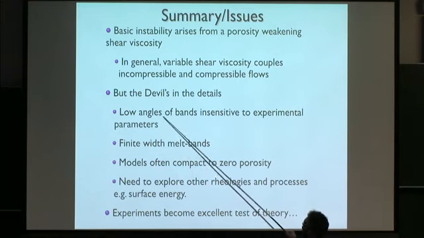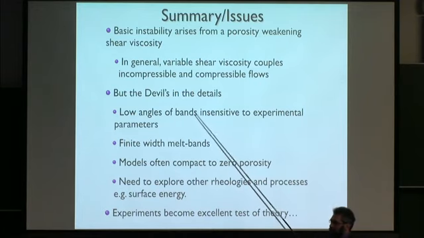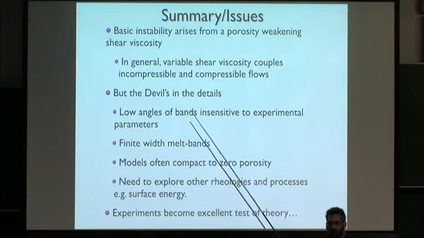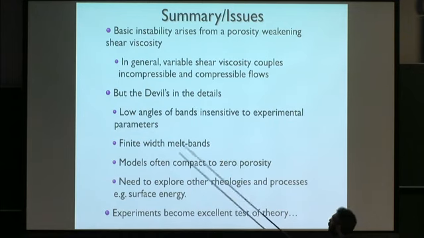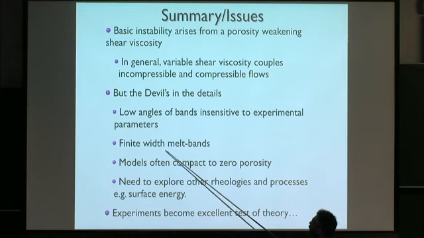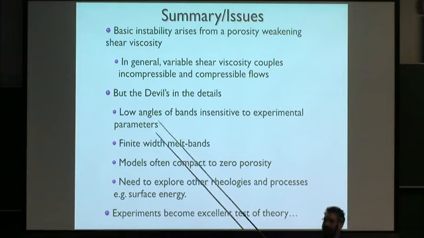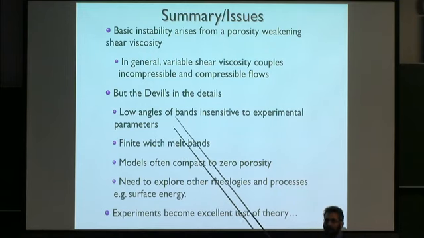In the experiments, this low angle shows up no matter what you do. In most of the models, it's sensitive to the parameters of the model. So there's a robustness in the experiments that's missing in the models. In the real experiments, they're actually finite width, and they don't compact to zero between them, but the calculations do. So in the argument of surface energy, there's something else in there that we're missing in the equations.